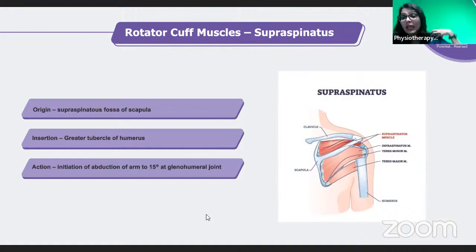Comes your major muscle, that is your deltoid. You guys might have seen boys flaunting their deltoid and biceps. There's a bump over here. That is nothing but your deltoid. We will study about the deltoid also. So the middle deltoid takes over the action of abduction after 15 degrees.